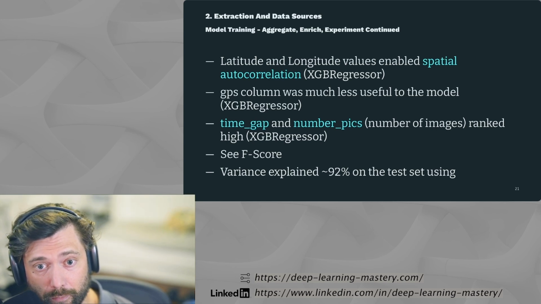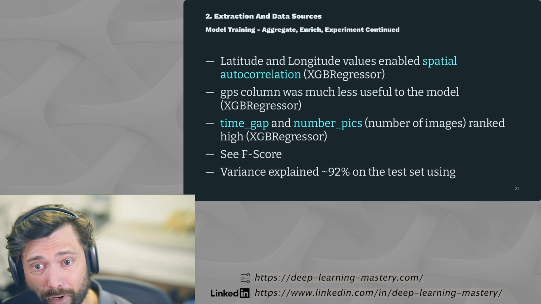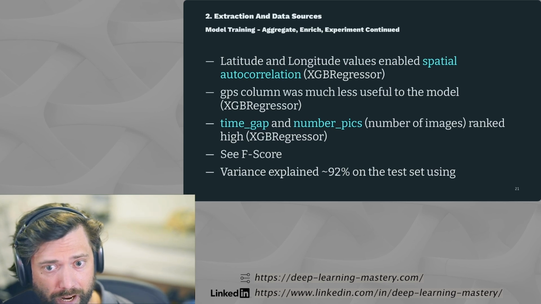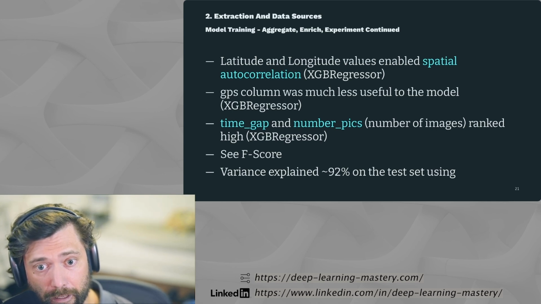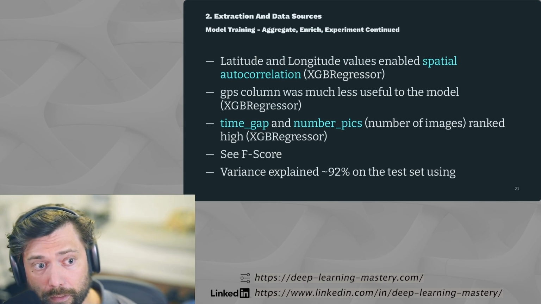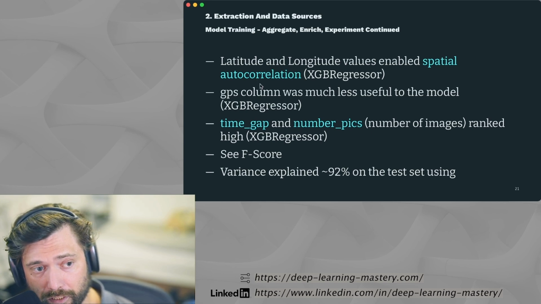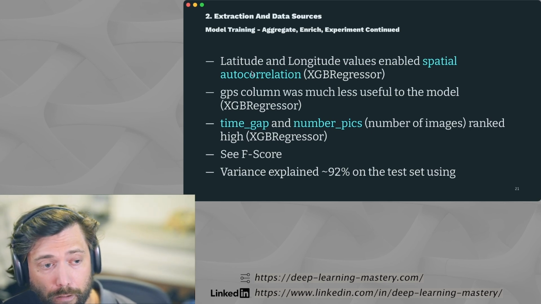The features time_gap and number_pix, which means number of images, ranked high in importance, as shown by the F-score. Our model explained about 92% of the variance in the test set using the XGB regressor. The last one was slightly lower, at 87%, which is still very good, but is less than what we achieved with the XGB regressor. And there was nothing like spatial autocorrelation, which was apparent from looking at the coefficients of the lasso model.